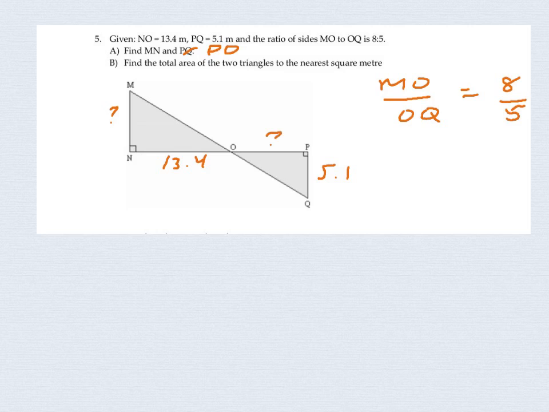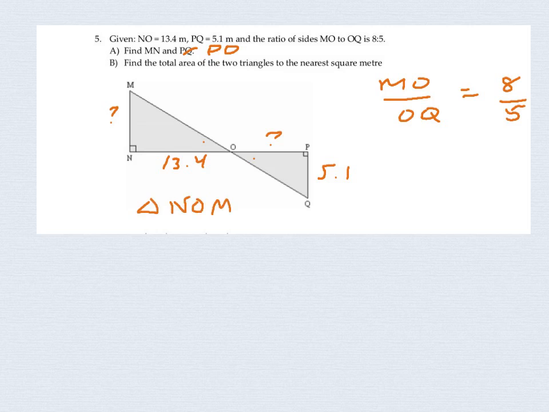Part B then says find the total area. Well, one thing at a time here. We don't know directly the values of MO and OQ, but we do know the ratio. So instead of writing the actual values, we're going to write the ratio. We are going to recognize also that that angle and that angle are equal. Therefore, we have similar triangles. Triangle, for example, NOM.